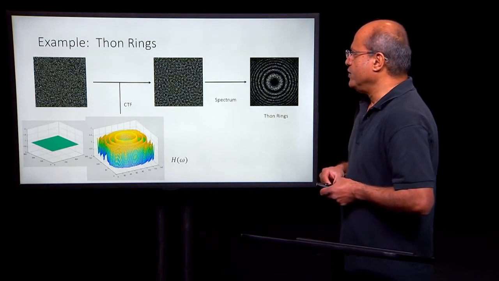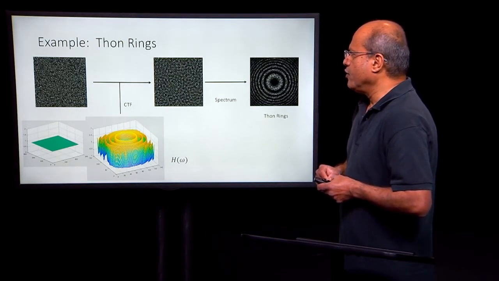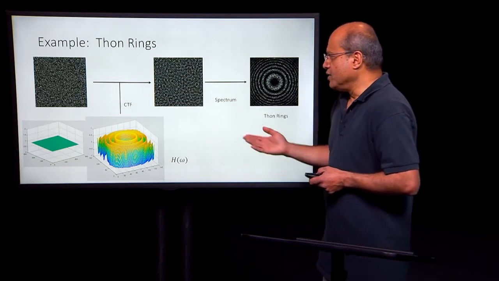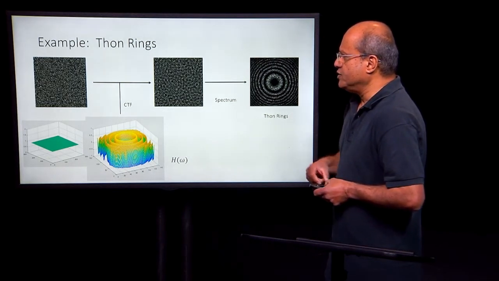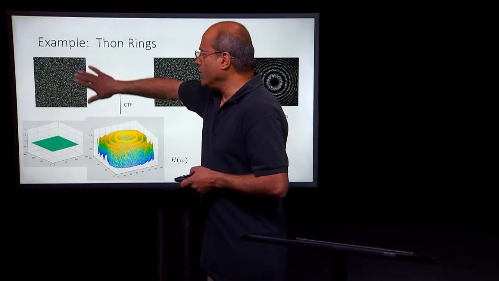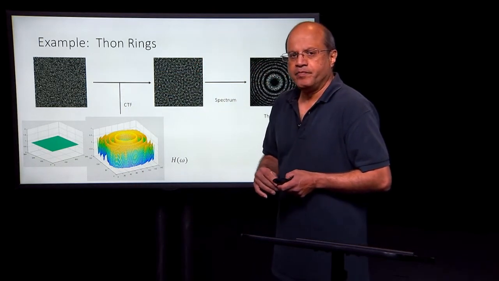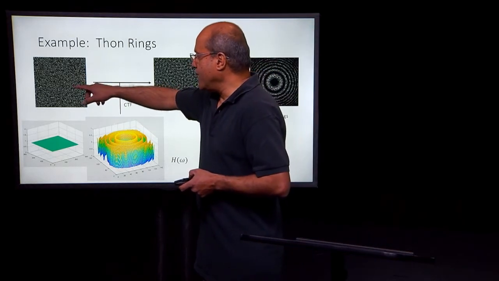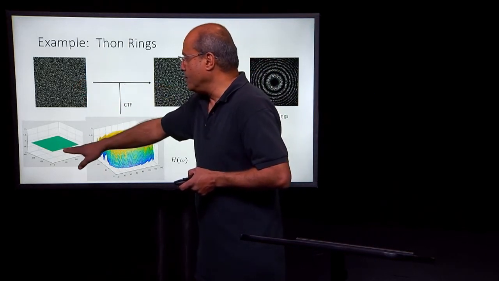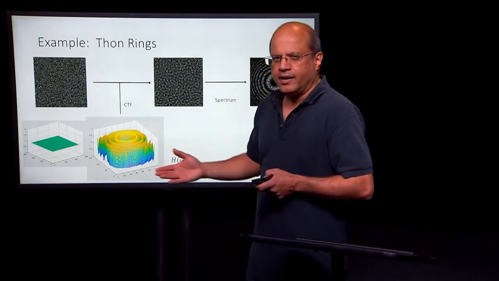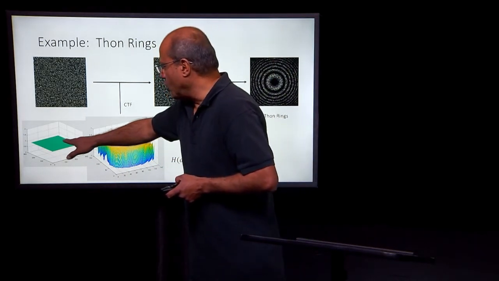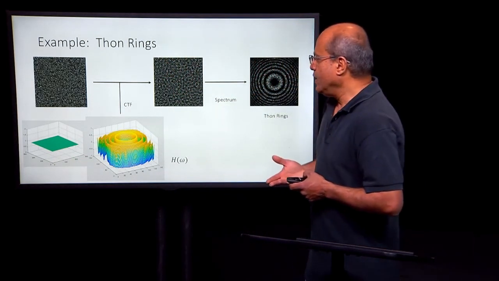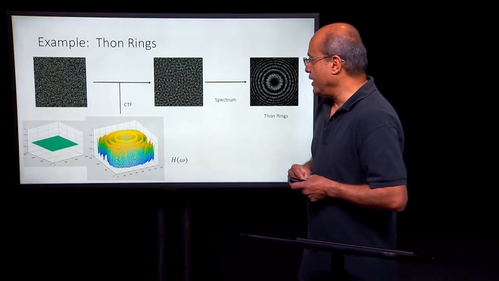A very good example of this in electron microscopy is the presence of what are called Thon rings. This is a simulation of Thon rings, and the idea is quite simple. Let's say you begin with a sheet of amorphous graphite, and let's assume, at least as an approximation, that it has a spectrum that is flat. In reality, it's not going to be exactly flat; it will fall off a little bit. But at least conceptually, let's think of it as being flat, as an approximation to the reality.